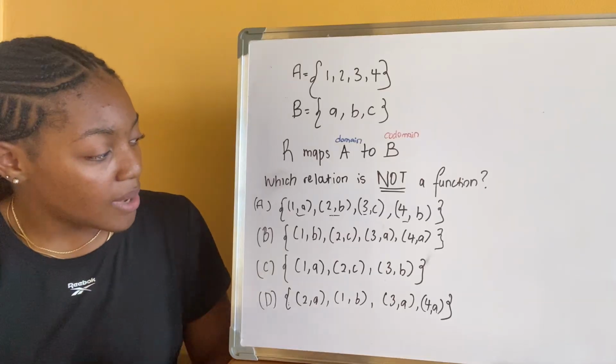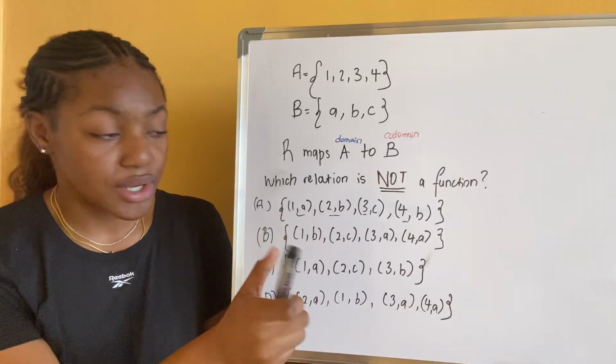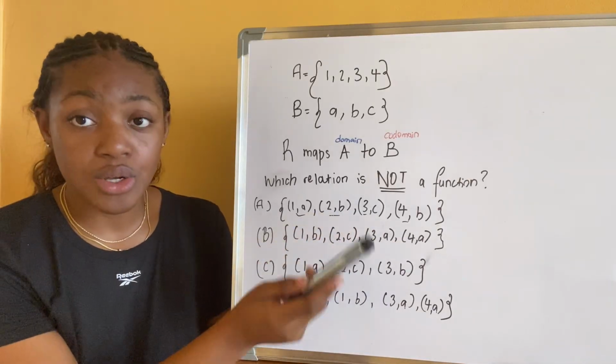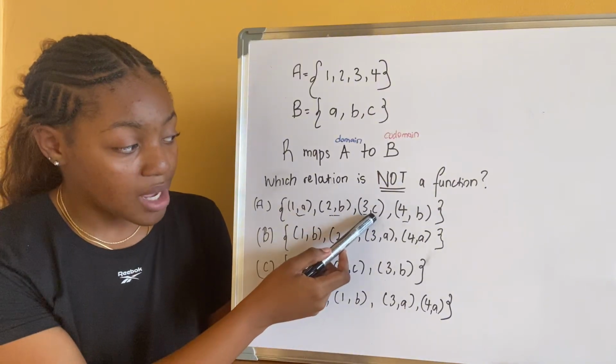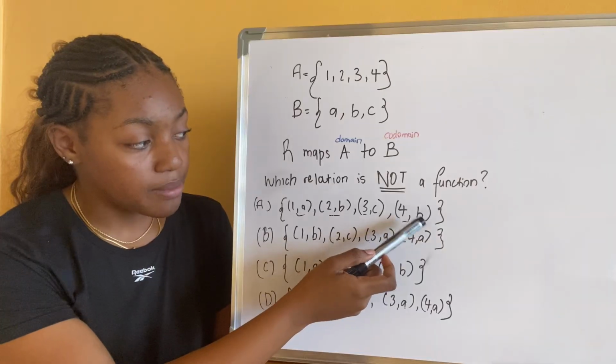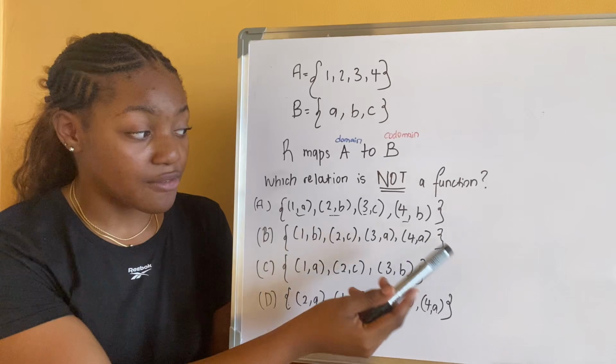So here we have it. We have 1 being mapped to A. Do we see 1 anywhere else? No, so that's good. We see 2 being mapped to B. Do we see 2 anywhere else? No, so that's okay. 3 being mapped to C. Do we see 3 anywhere else? No. And 4 being mapped to B. Do we see 4 anywhere else? No. So that means that this is a function.